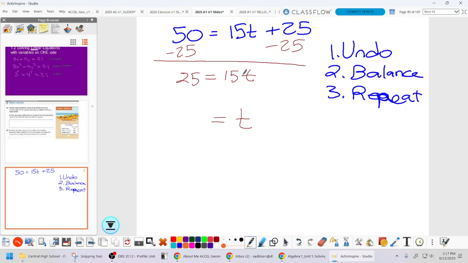Operations wise, add, subtract, multiply, divide, square root, exponent. That's multiplication. So to undo multiplication, what do we do? Divide. Okay, I have just undone. Now we need to balance, so now we do it on the other side. Do not show division with the division sign. Okay?